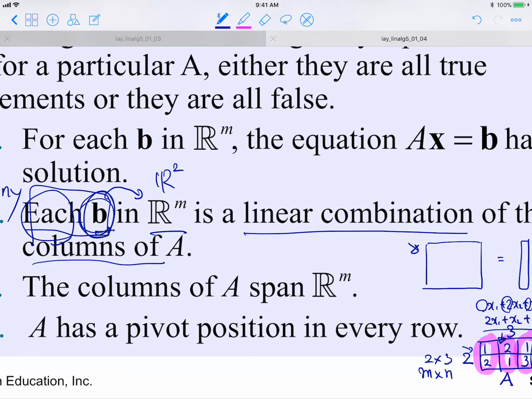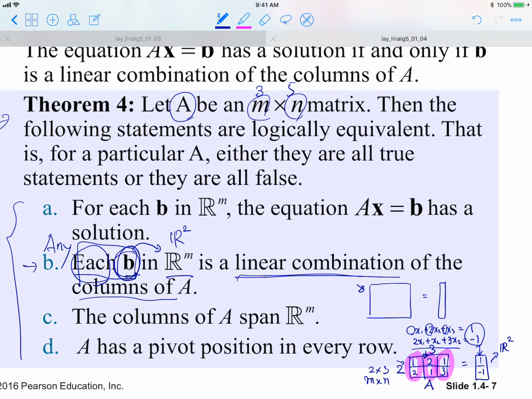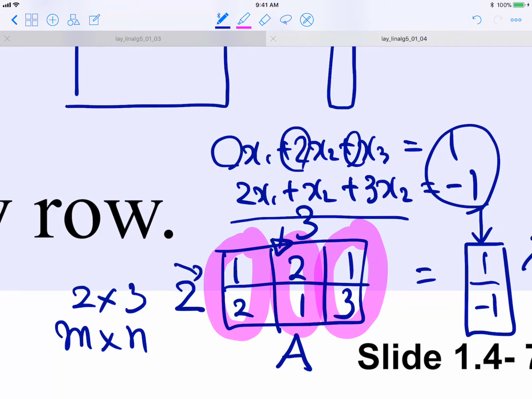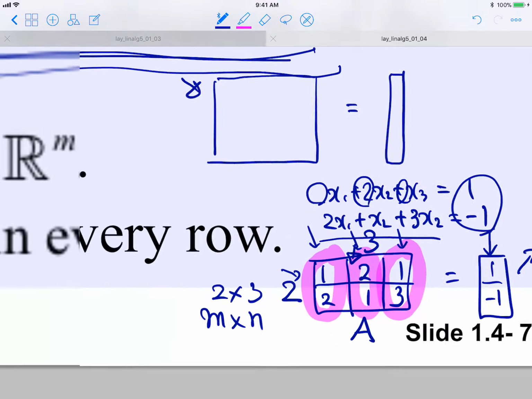And any vector b is a linear combination of the columns of A. So it means for any vector b, it is always represented as a linear combination of the columns of A, or these given 3 vectors. So these are column vectors in this matrix A.